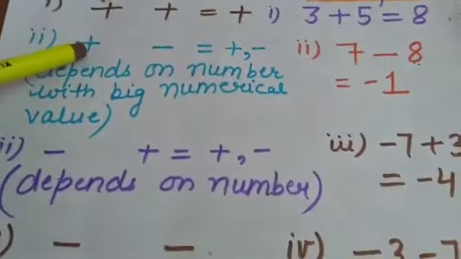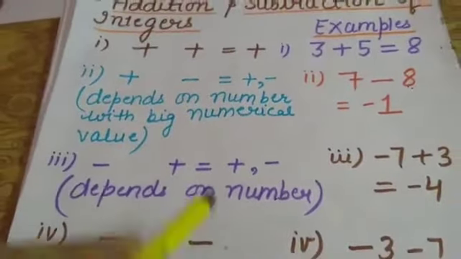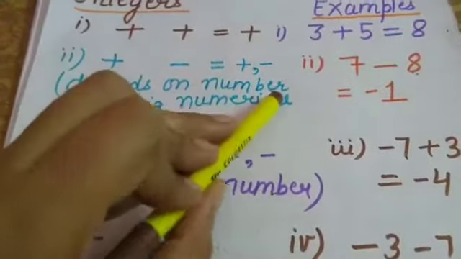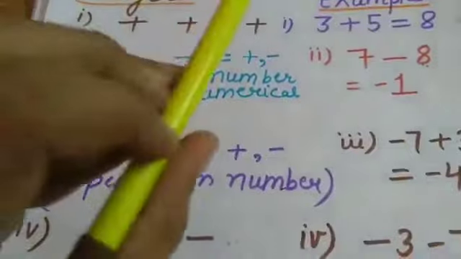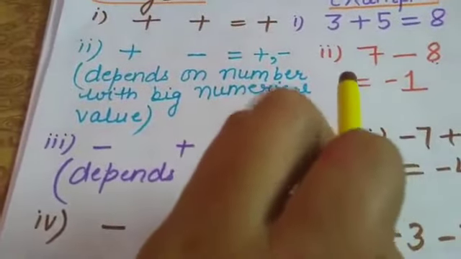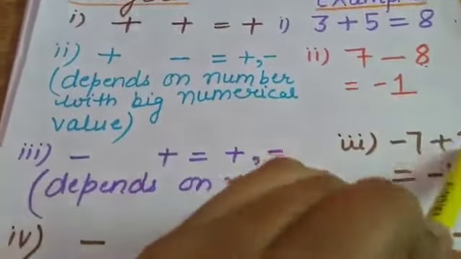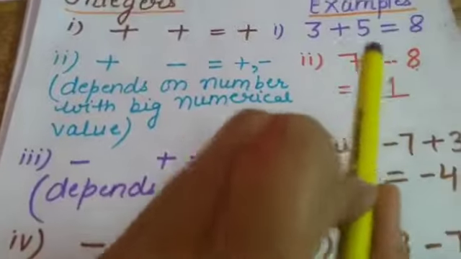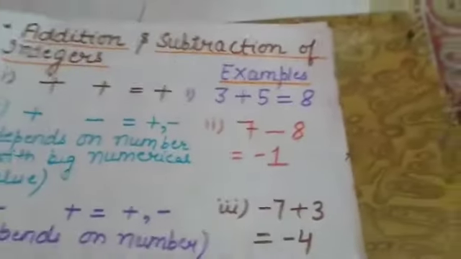Now if you are adding a positive and a negative, or a negative and a positive integer, then the resultant sign will be either positive or negative. That depends on the numbers. Let us take an example to understand this. Suppose we have the numbers 7 and -8, and you have to solve this. For the numerical value, you have to subtract the smaller number from the bigger one. 8 minus 7 is 1.